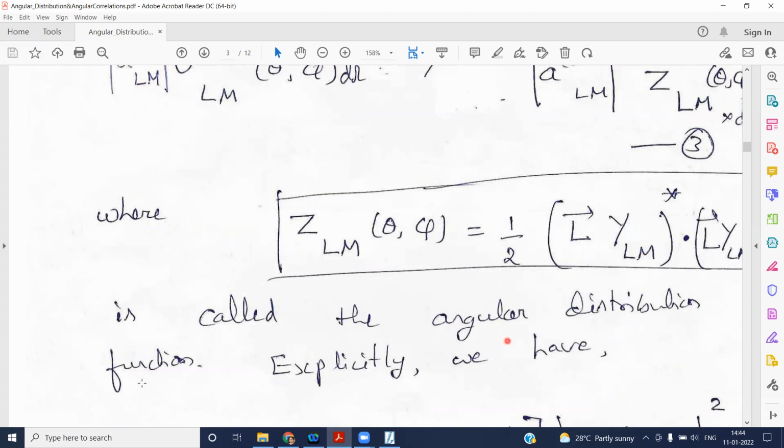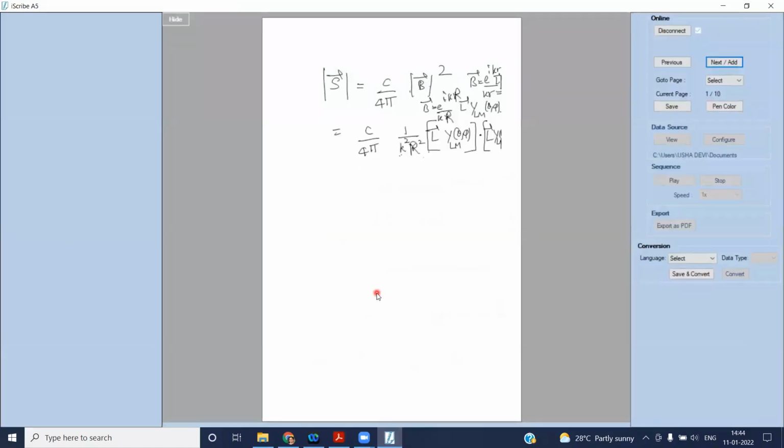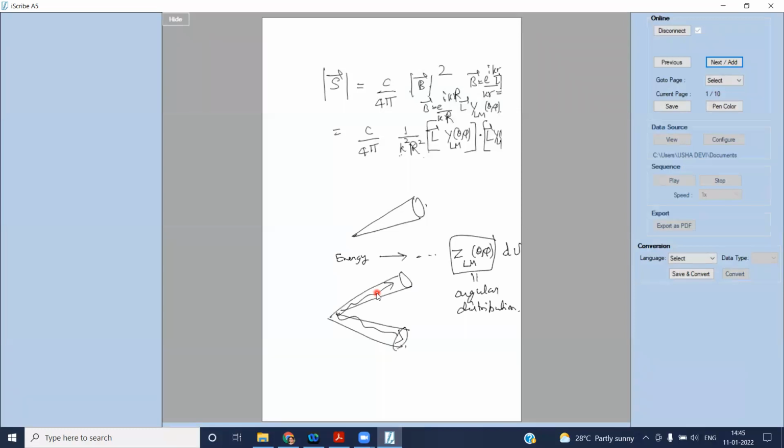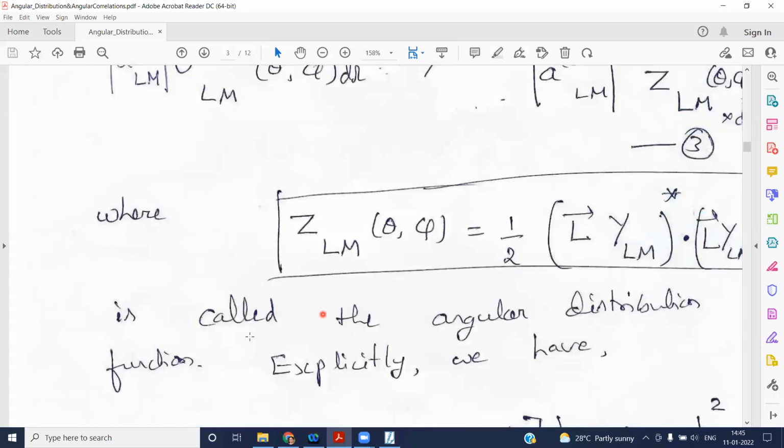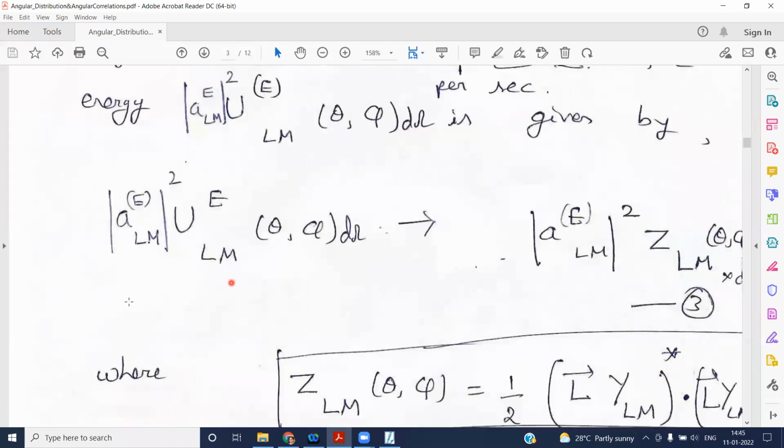This is called the angular distribution function. My emphasis here is that for a given radiation in an angle theta phi, the energy radiated is proportional to something called ZLM of theta phi d omega, and there is some factor here. And if the angular distribution function does not depend on theta phi, then radiation coming in this direction and in that direction all have the same energy. But if it does, then there is a particular angular distribution. That is the meaning I am trying to emphasize. ZLM of theta phi is called the angular distribution function.